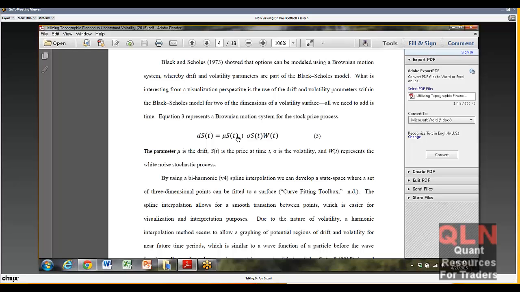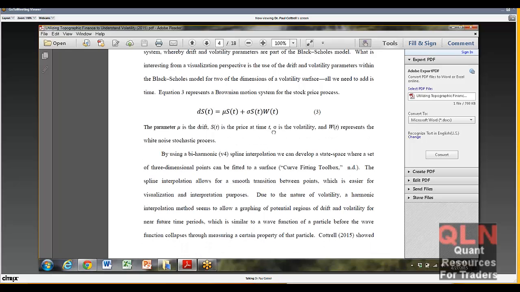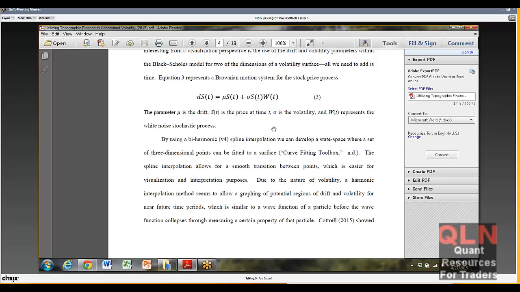So what we're doing within the surface model for these 3D surfaces is using this drift parameter and this volatility parameter. Now, the surface fitting method that we use is what's called a biharmonic spline interpolation method. This can be used in MATLAB under the curve fitting toolbox.